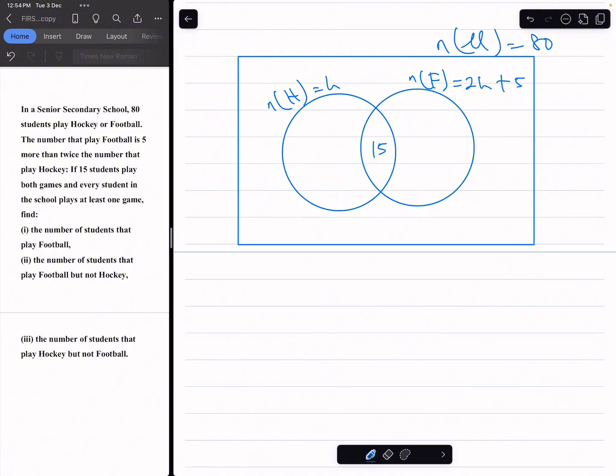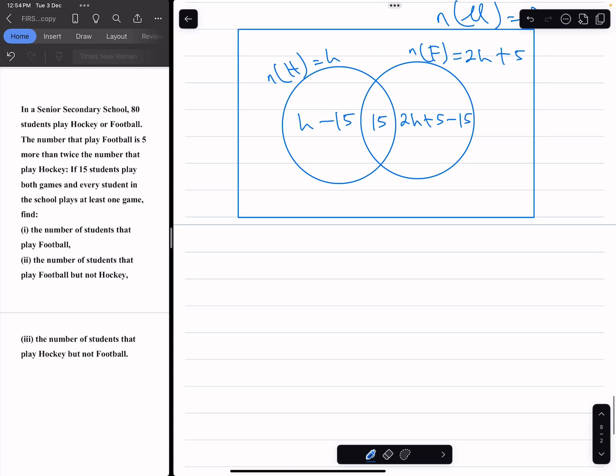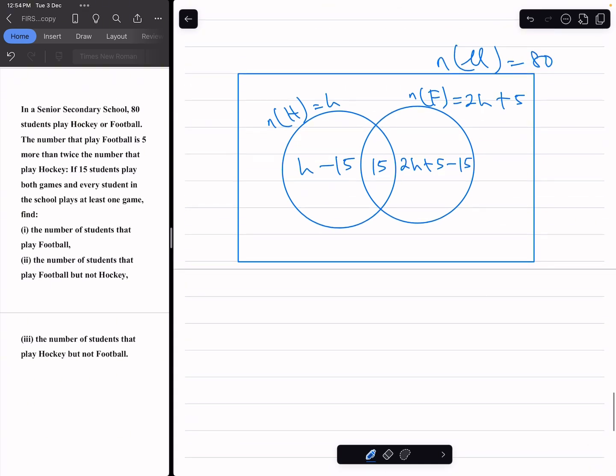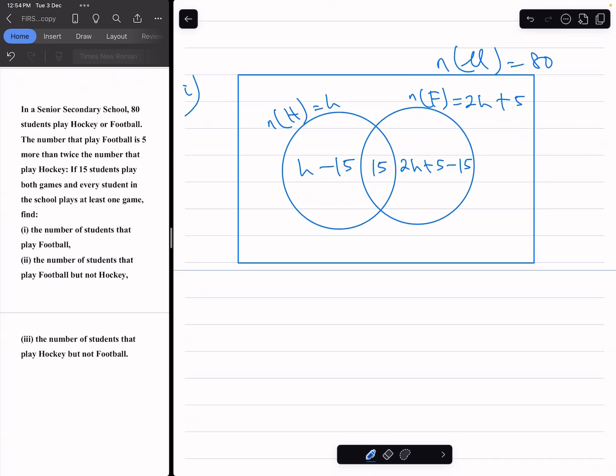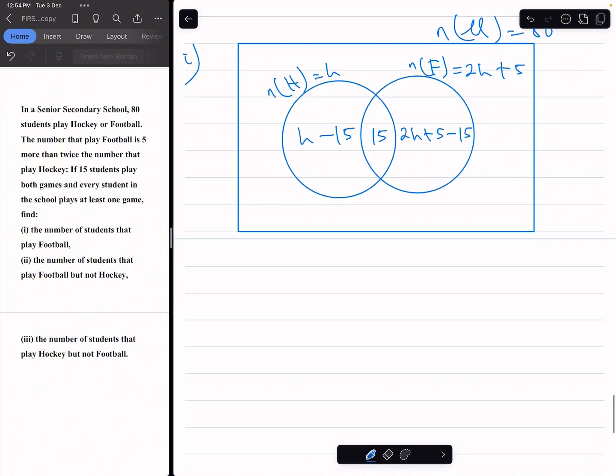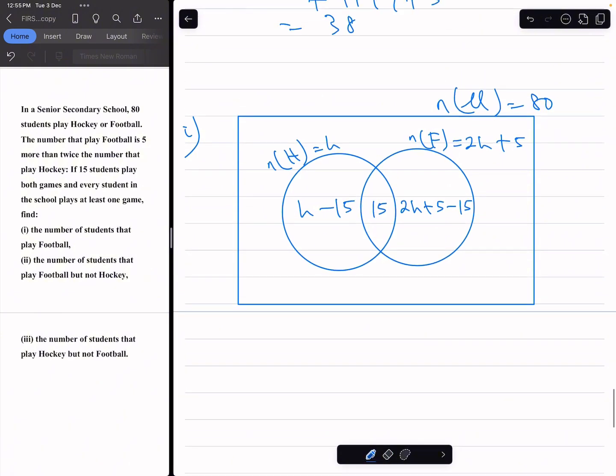Now, if 15 students play both games, that means the number of students that play only football will be 2h plus 5 minus 15, while the number of students that play only hockey will be h minus 15. Now, how do we find the number that play football? If I add all of this together, those that play only hockey, those that play both, and those that play only football, I'm going to get 80.